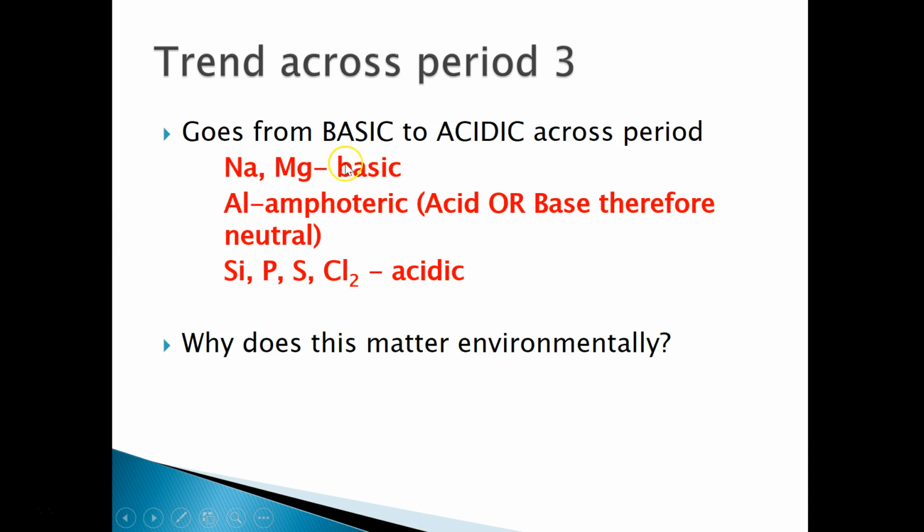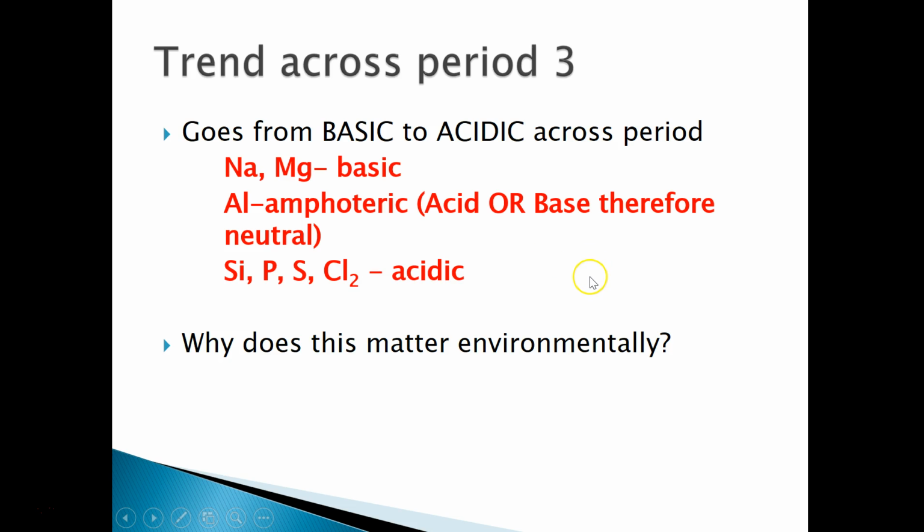So sodium and magnesium make basic solutions. Aluminum, right in between magnesium and silicon, will make what are known as amphoteric solutions. That just basically means they could form an acidic or a basic solution, so they're essentially neutral. And then silicon, phosphorus, sulfur, and chlorine will all form acidic solutions.